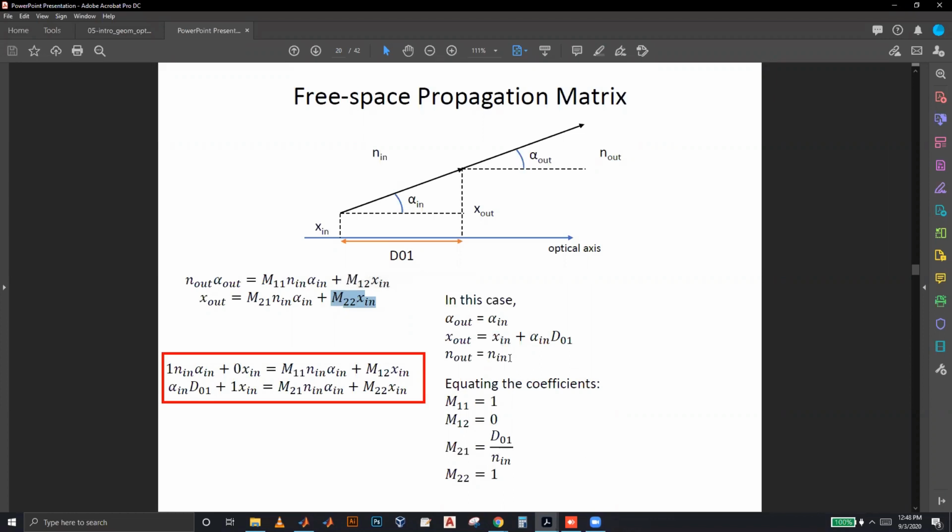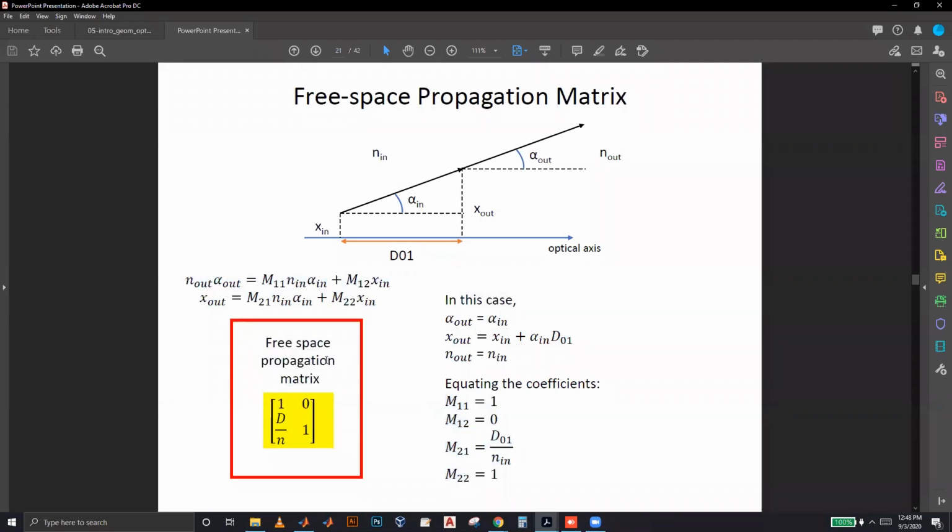So we just used the equations that we derived from the previous class, wrote out the matrix formulated equations for this case, and we equated each term in the equations to figure out what the coefficients were. And now we can bring them all together and write our free space propagation matrix, which was M11, M12, M21, M22, as M11 equals 1, M12 equals 0, M21 is D01 over N, M22 is 1.